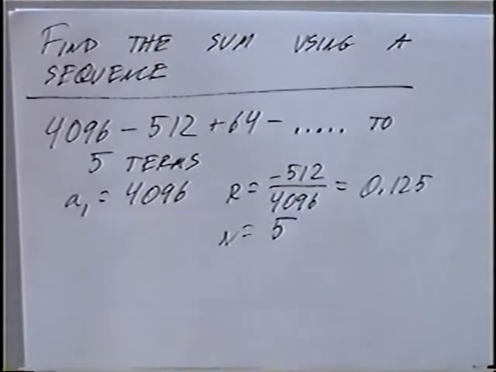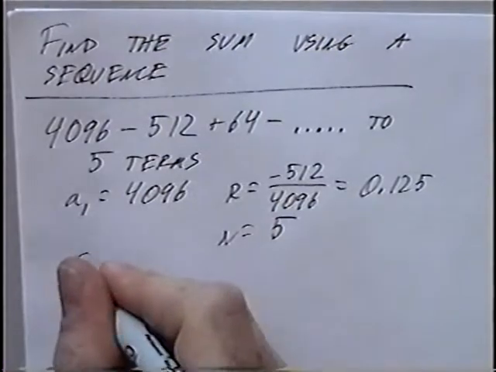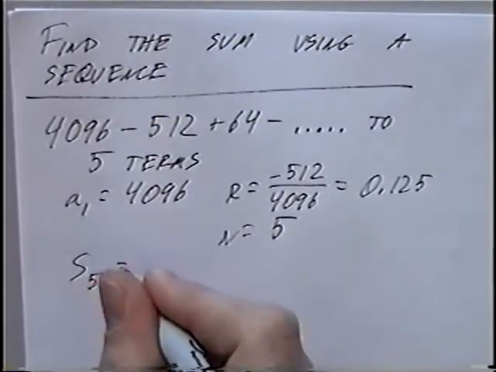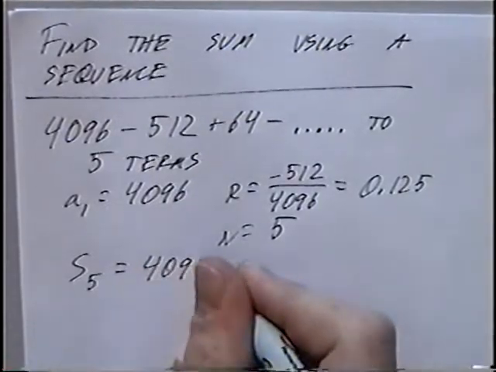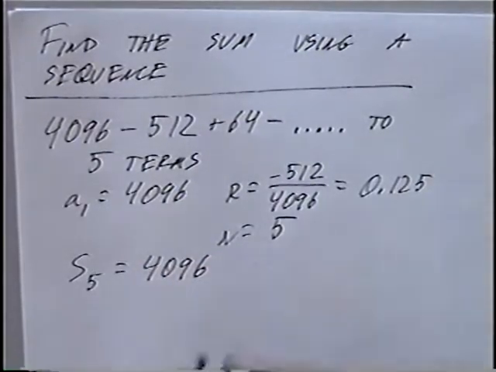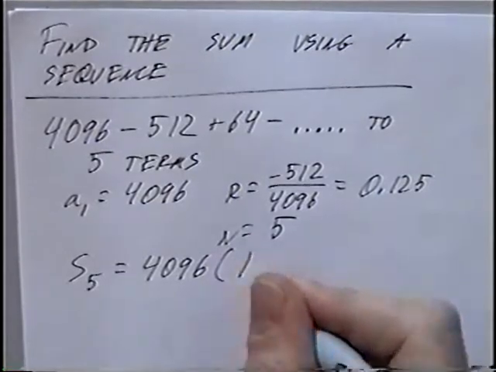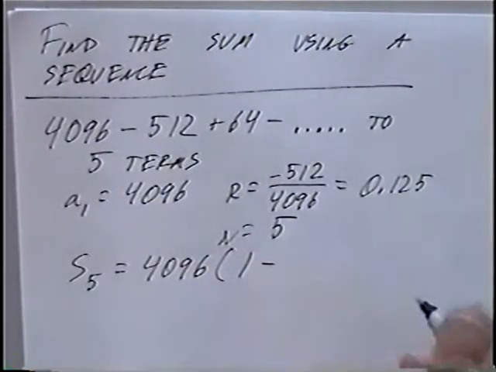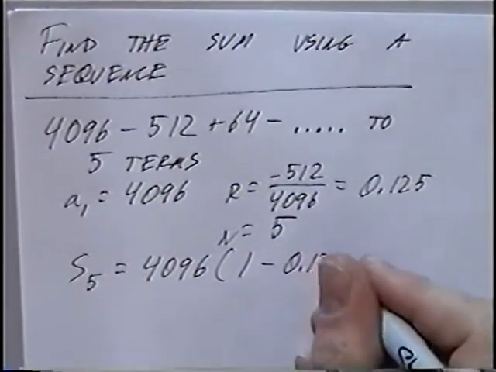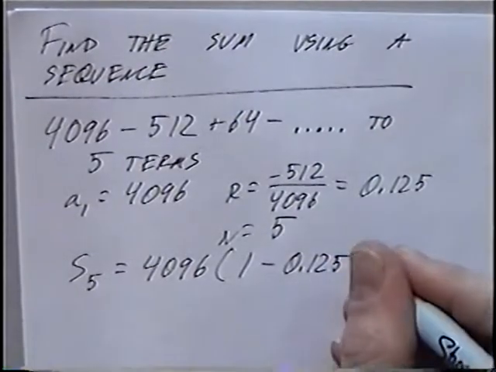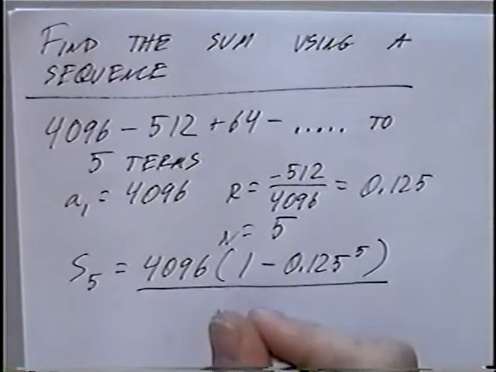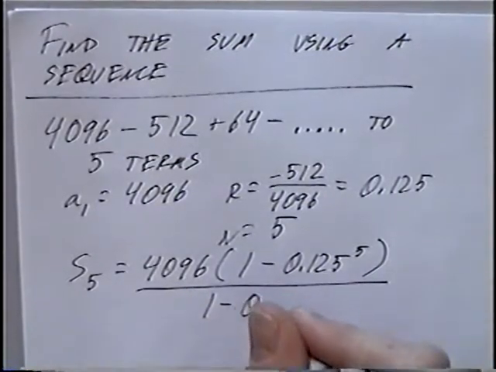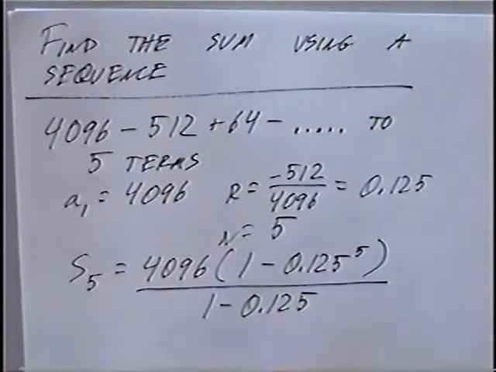Using the first formula that we did in the previous section, we'd have the sum of 5 terms, or S sub 5, equals a sub 1, which is 4096, in parentheses 1 minus r, which is negative 0.125, to the n power, which would be 5, divided by 1 minus r, which is 1 minus negative 0.125.